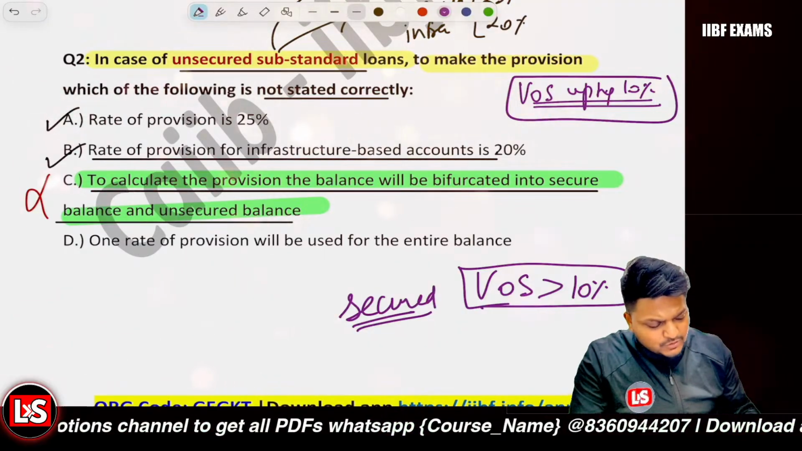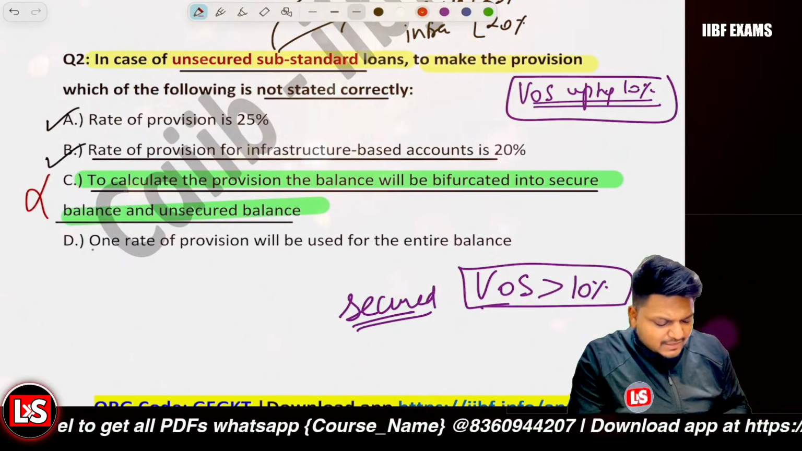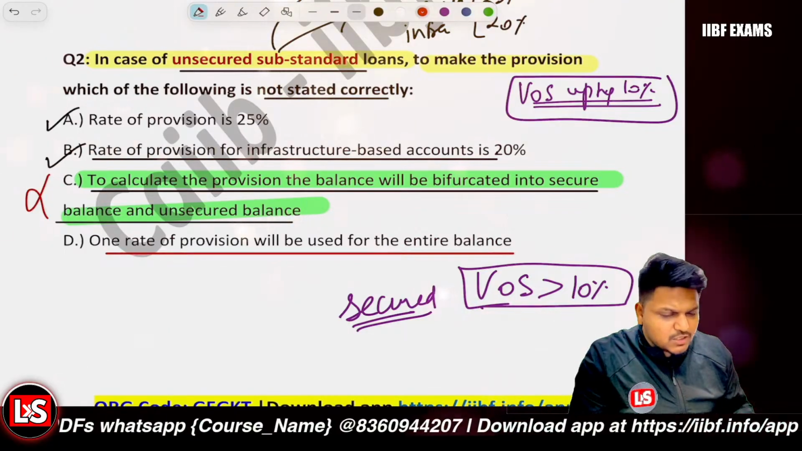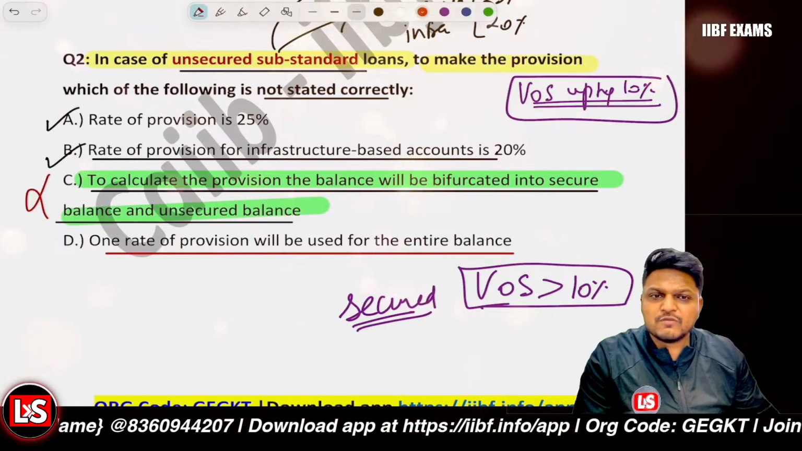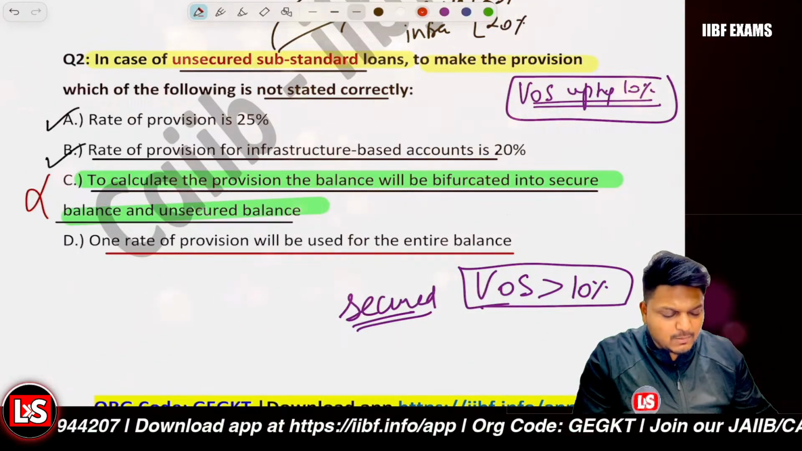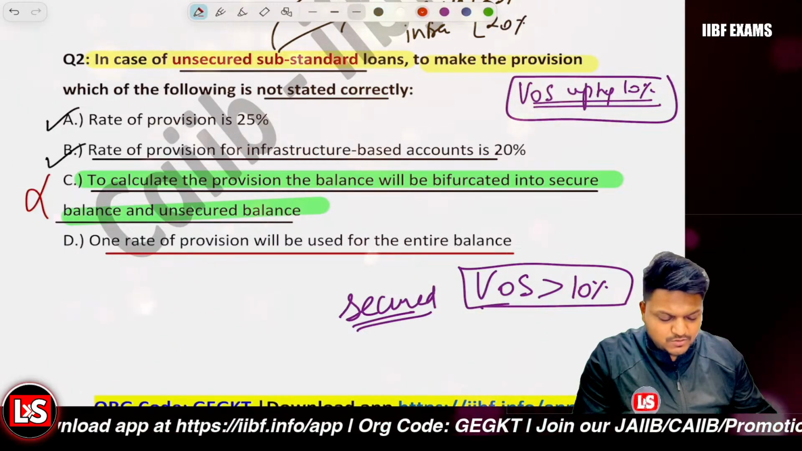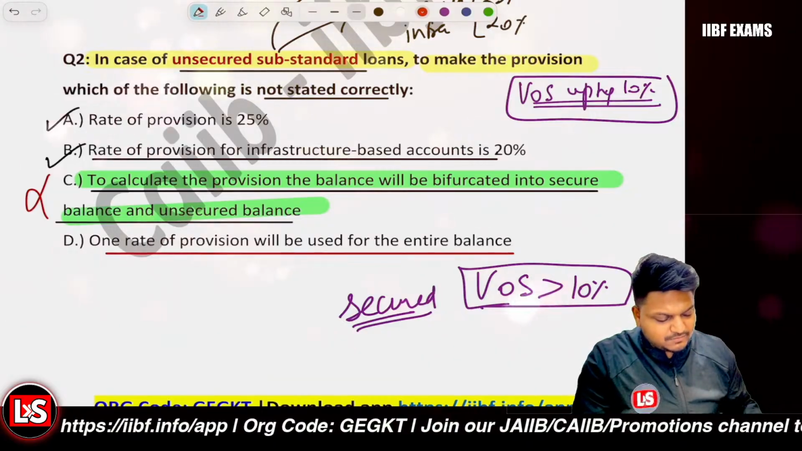So one rate of provision will be used for the entire balance. We will be classifying the account whether it is secured or unsecured, not bifurcating the balances. So there is no bifurcation of the balances when we're talking about the substandard loans. So option C is the correct answer.